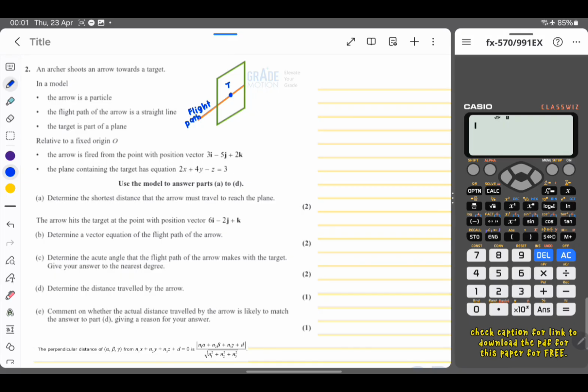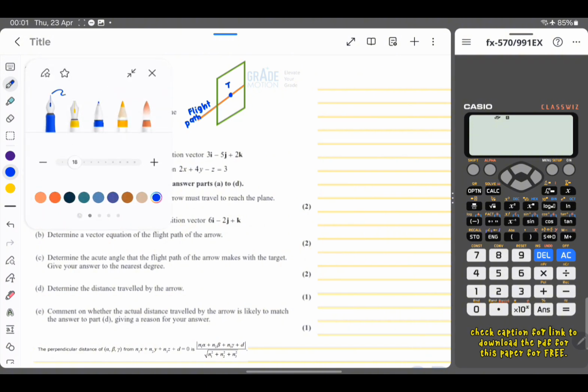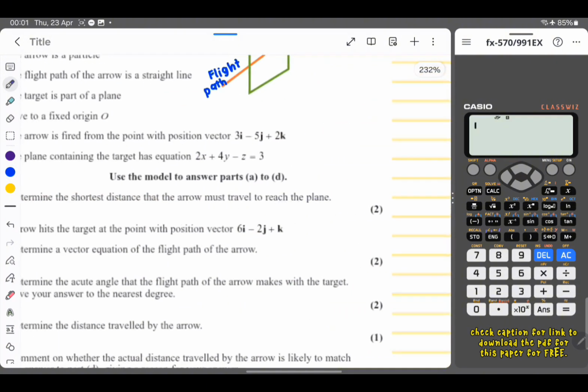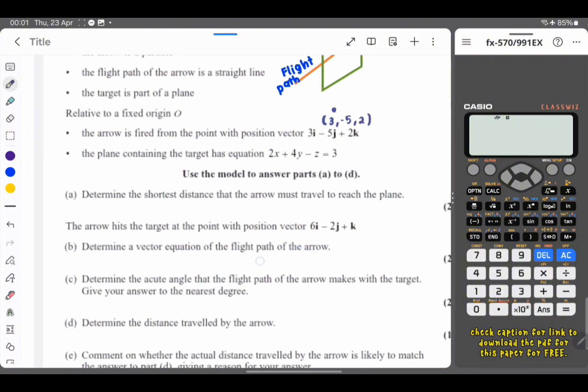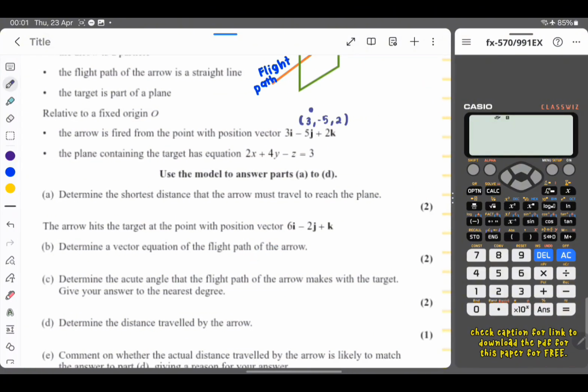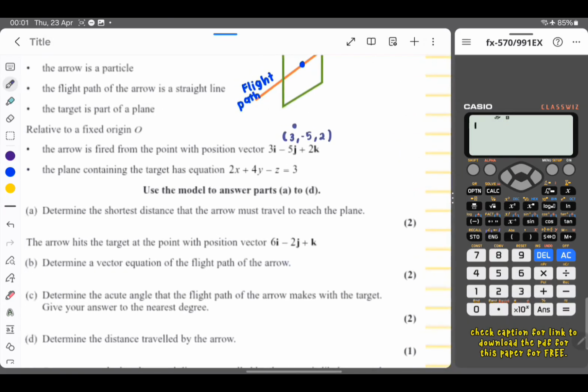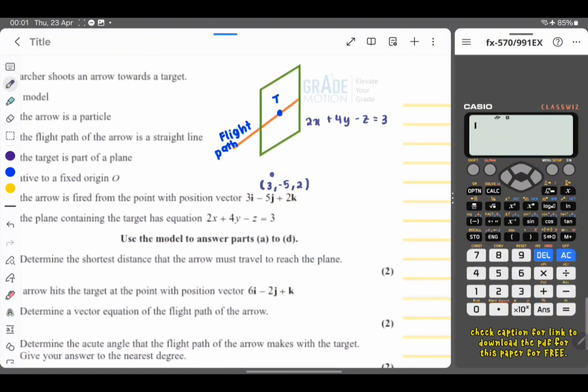Okay, the arrow is fired from the position. So what we do is, originally the arrow is fired from this point. Okay, 3, -5, and 2. The plane containing the target has the equation 2x plus 4y minus z is equal to 3. So at the beginning here we have 3, -5, and 2.